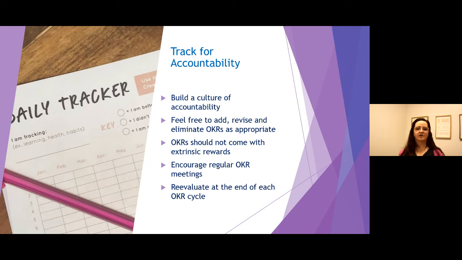Really feeling comfortable making, again, as I mentioned, appropriate revisions to those OKRs, but always making sure that your most up-to-date OKRs are out for anyone in the world to see, because it helps you to feel more accountable and own that goal for yourself.